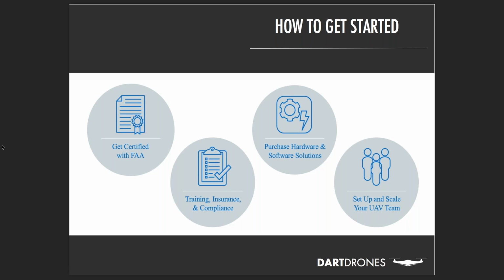So getting started, one thing, working with Dart Drones, that we're both very aligned on is making sure you go through the right steps to bring drones into your organization and into your workflow. And that starts with getting FAA certified and getting that training, insurance, and overall compliance. So making sure that you've gotten your Part 107, you've done training with Dart Drones, and considering taking the mapping course is a really excellent way to go about that as well.